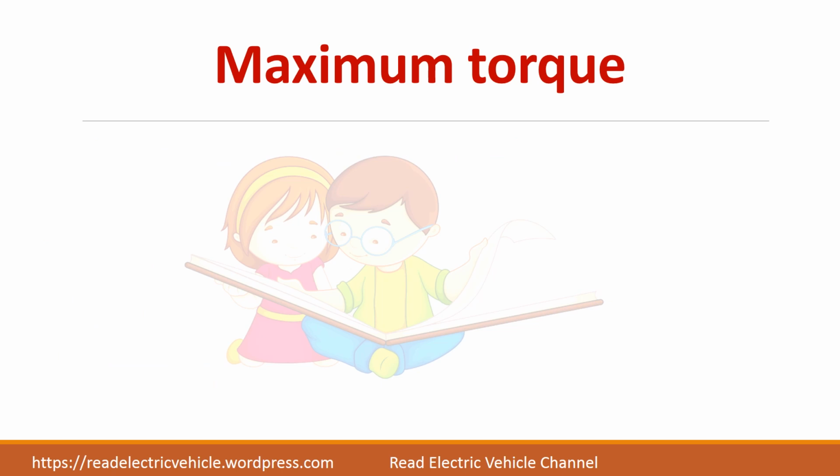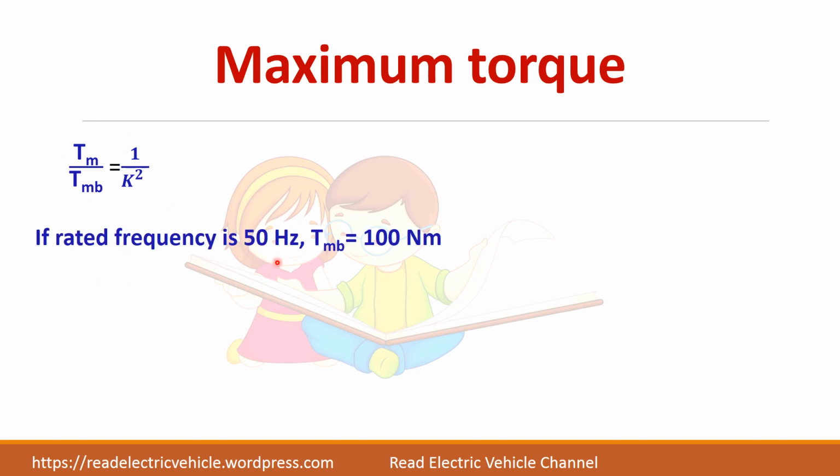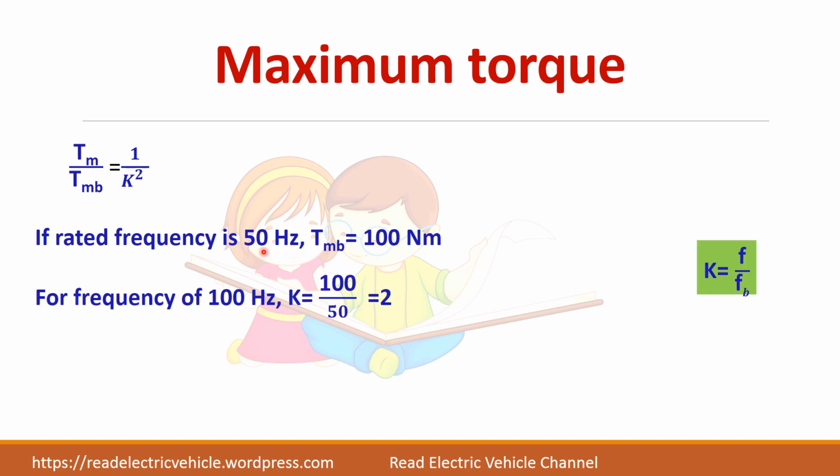Let us see how the maximum torque gets reduced. So we have this relation, and suppose the rated frequency is 50 Hertz and the maximum torque at that rated frequency is 100 Newton meter. Let us increase the frequency to 100 Hertz. In such case, K will be the new frequency divided by the base frequency. So K is 2. So if you substitute K equal to 2 here, you will get new maximum torque as 25 Newton meter. That is, if I change the frequency from 50 to 100, my maximum torque is getting reduced from 100 to 25 Newton meter.